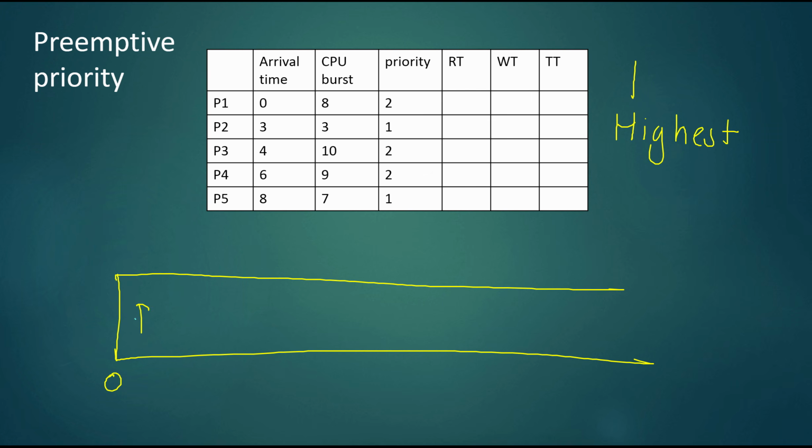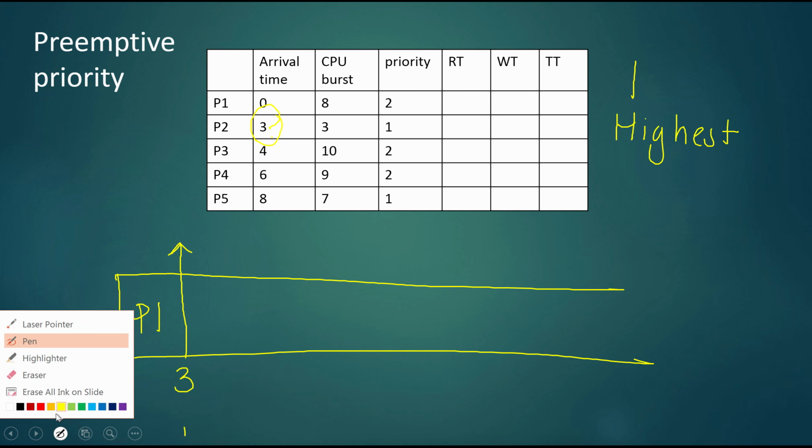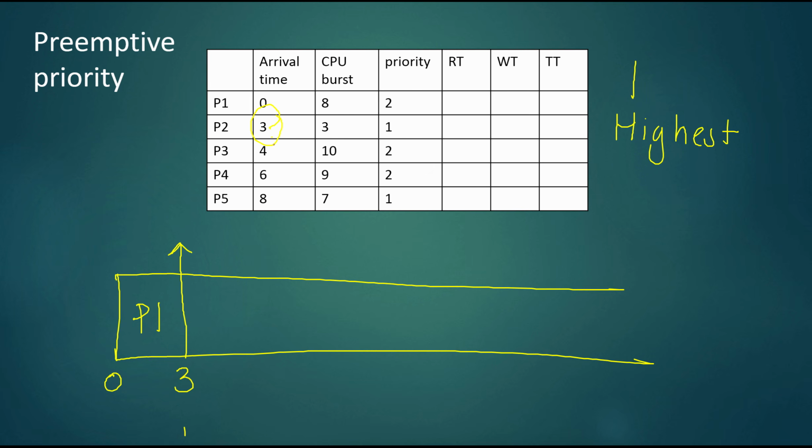At time 0, we have P1, and P1 is on the processor. However, if you notice here that P2 is going to arrive at time 3, and therefore at time 3, P1 is going to be preempted and kicked off the CPU because P2 has a higher priority. So when P2 arrives at time 3, it kicks P1 off the CPU. So P1 goes right back into the ready queue at time 3 and has 5 time units left of CPU burst. So now the current time is 3, and the next to go is going to be P2.